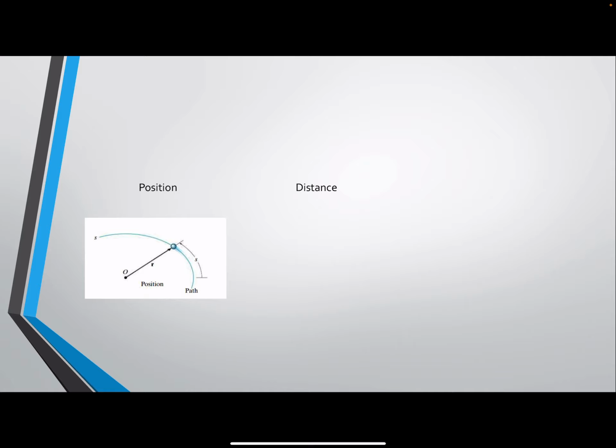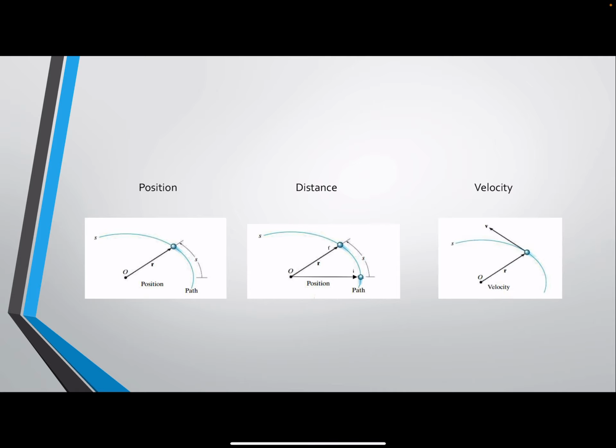And for the distance, we can measure the distance by taking theta, the angle, multiplied by r, the radius, so we can know how far the particle moves from the first position to the second position.